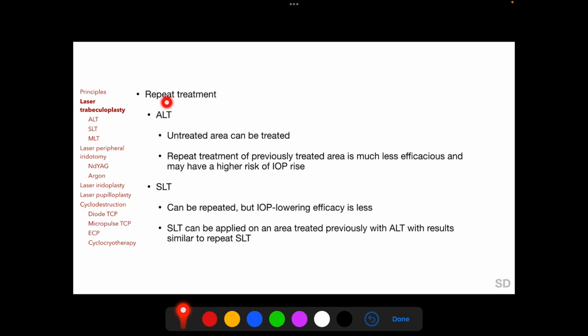For repeat treatment with laser trabeculoplasty, in case of Argon laser trabeculoplasty, the previously untreated area can be treated, but repeat treatment of a previously treated area is much less efficacious and may have a higher risk of intraocular pressure rise. SLT can be repeated in an area previously treated with SLT, but IOP lowering efficacy of the repeat treatment is less.